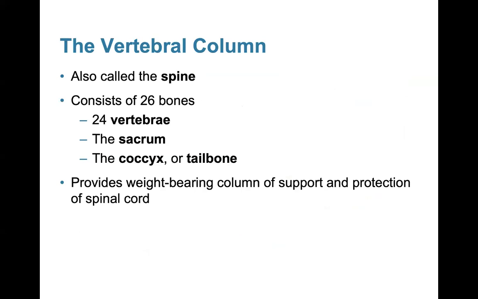Okay, let's look at the vertebral column. This is also referred to as the spine. It consists of 26 bones: 24 vertebrae, the sacrum, and the coccyx, which is referred to as your tailbone. This provides a weight-bearing column of support and protection of the spinal cord.